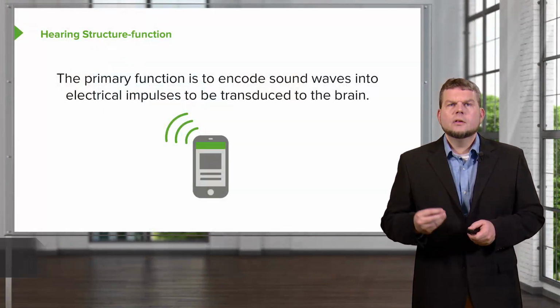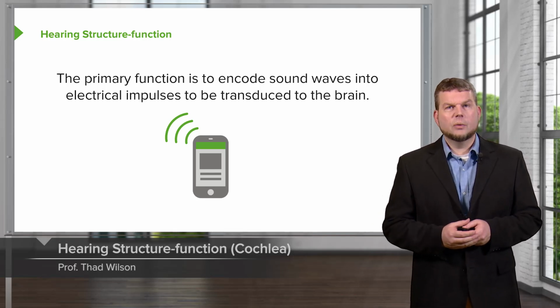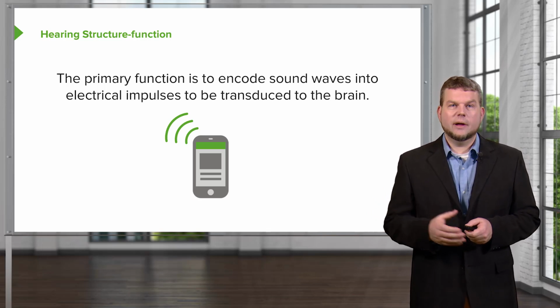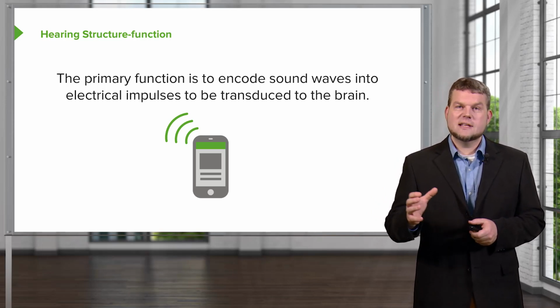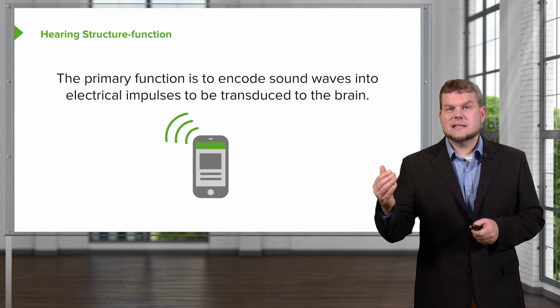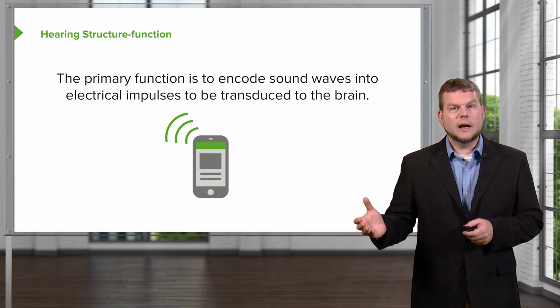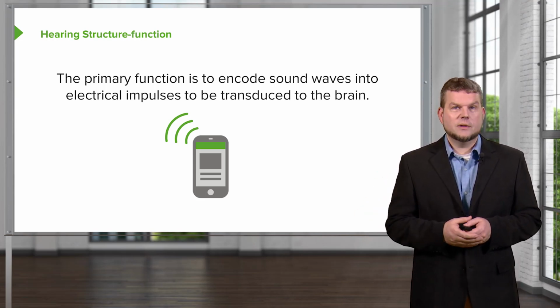Hearing and balance, or the auditory and vestibular systems. So when you hear, the structure-function relationship that you're most concerned with is encoding sound waves into electrical impulses that the brain can understand. So it's converting sound waves to electrical waves, not too unlike what your radio does or even what a cell phone does.